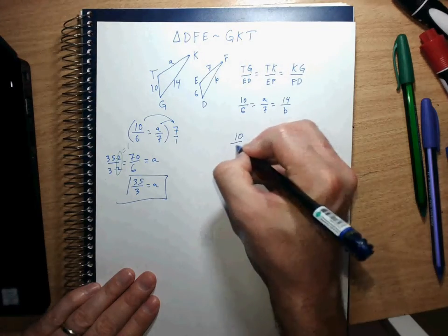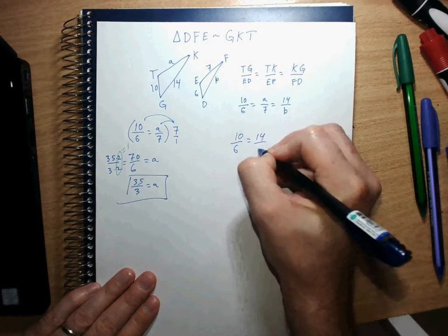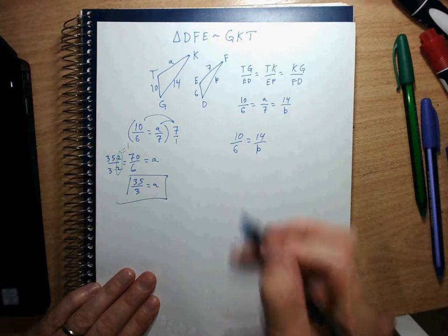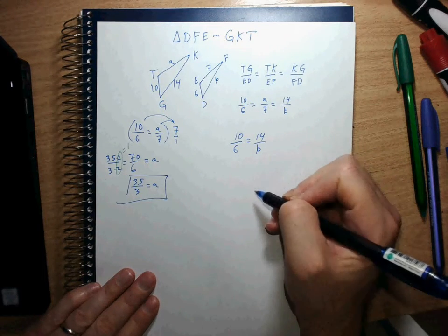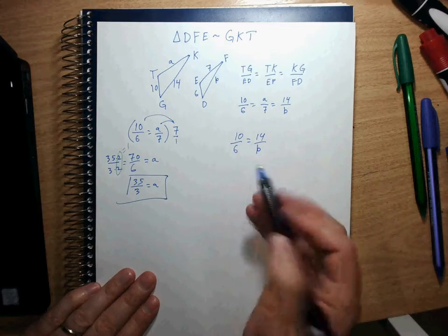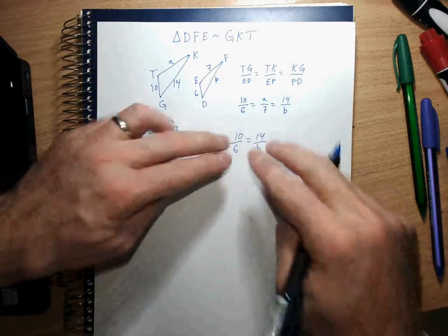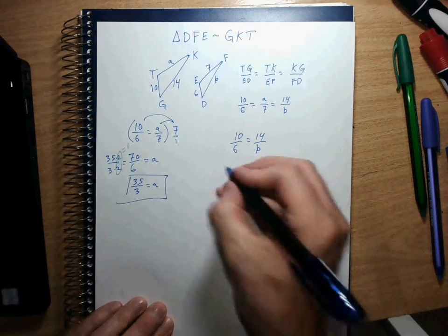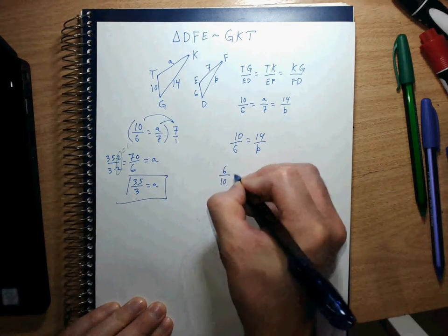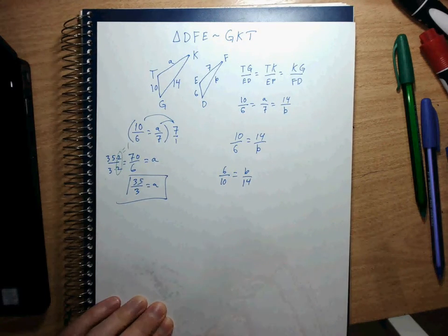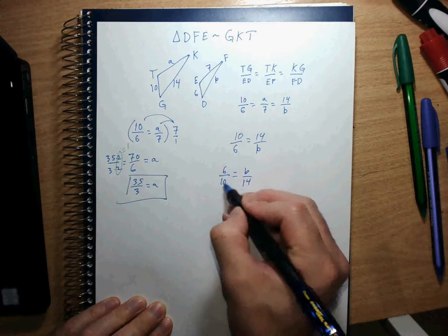We have 10 over 6 equals 14 over B. Now for this one, I would prefer the variable to be on the top. So the nice thing is, with proportions, I can just make it so. I can take each one of these and flip them over, the reciprocal, right? So 6 over 10 equals B over 14. Nice.